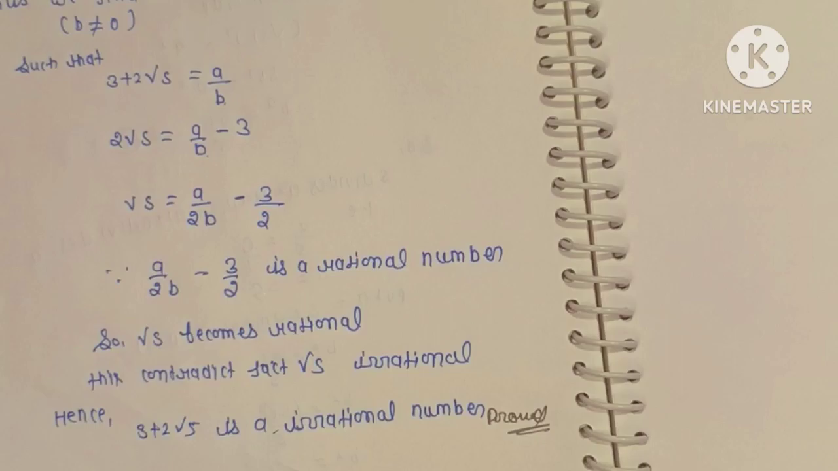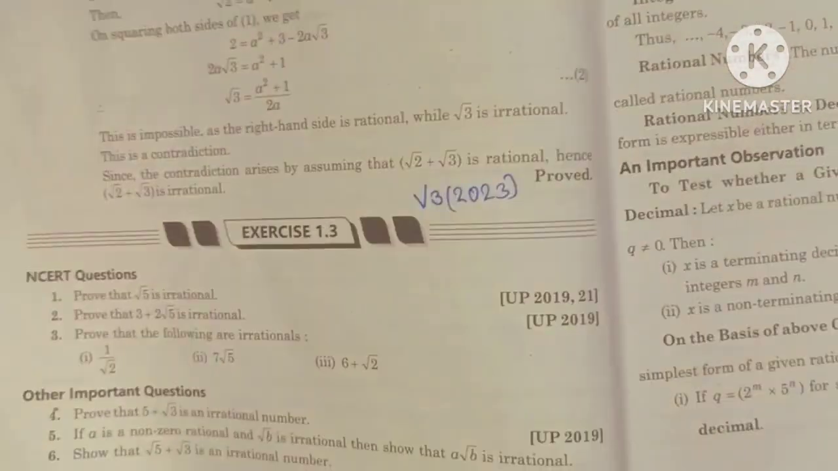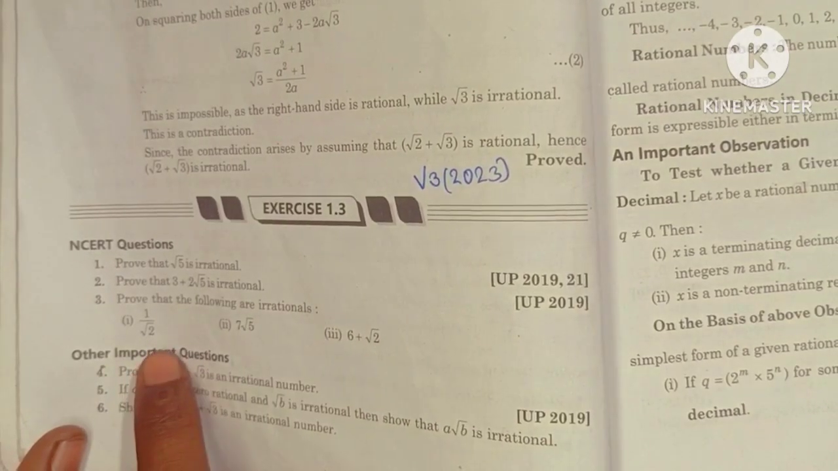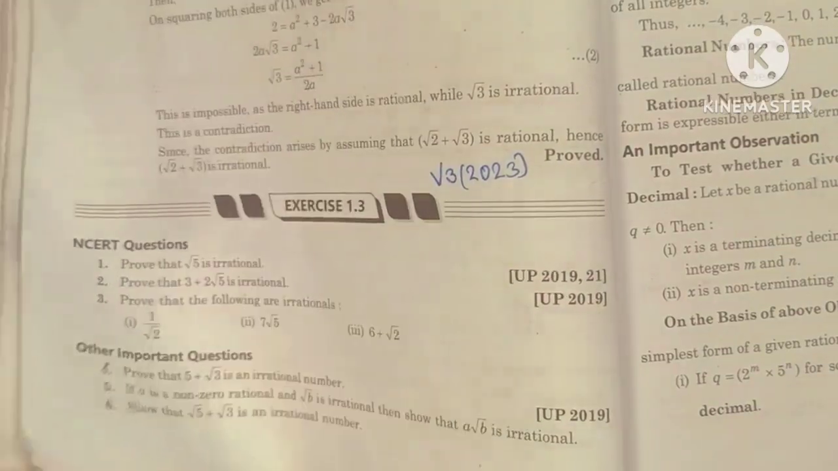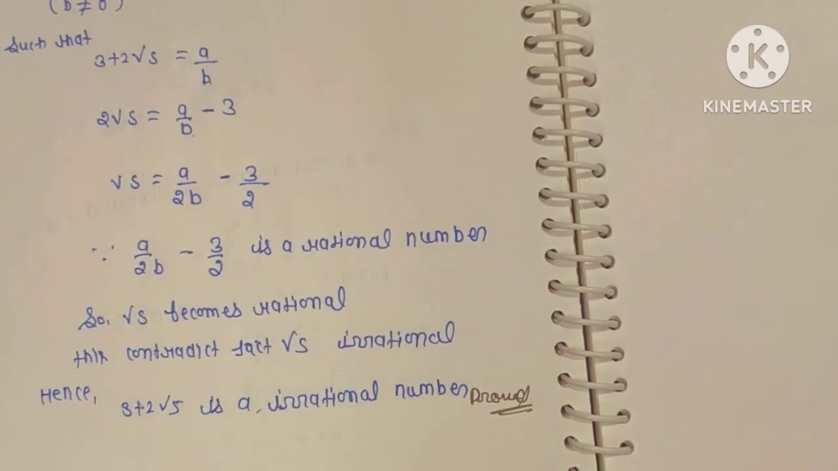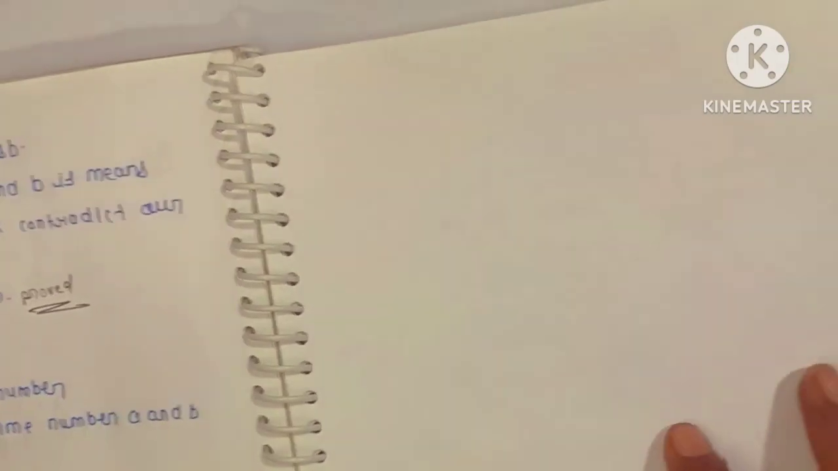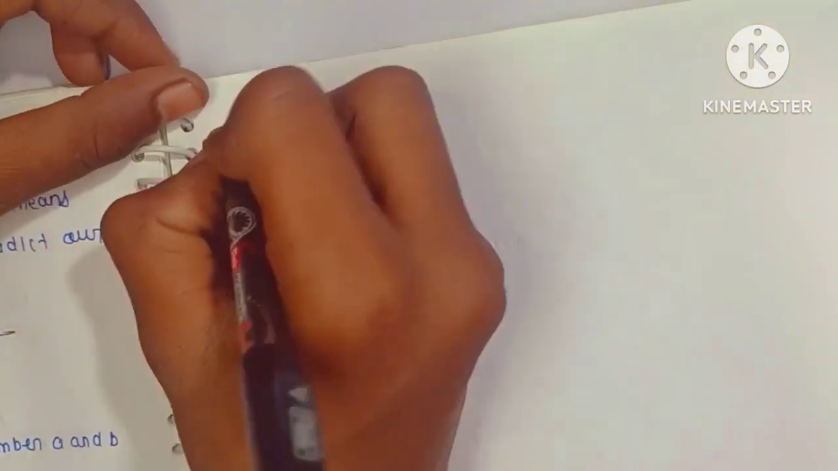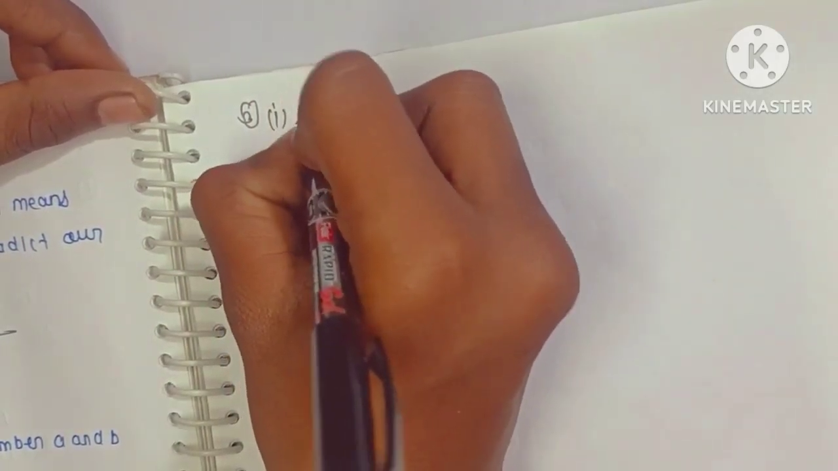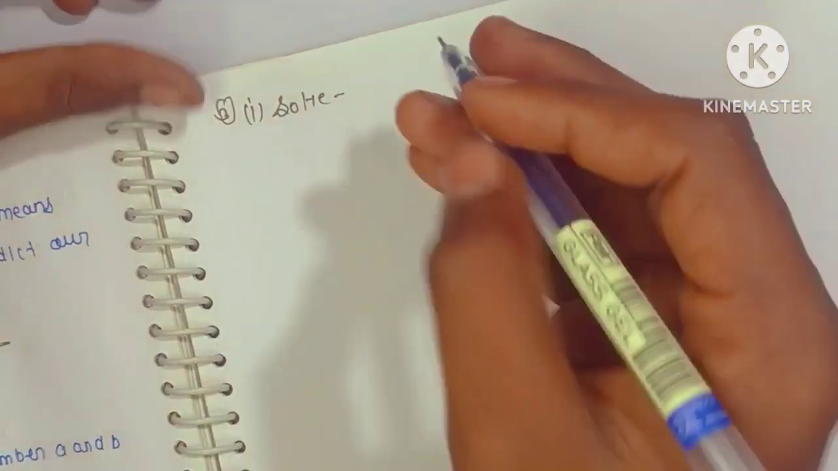Question number 3: Prove that the following are irrationals. Question 3 part 1: 1 upon root 2.